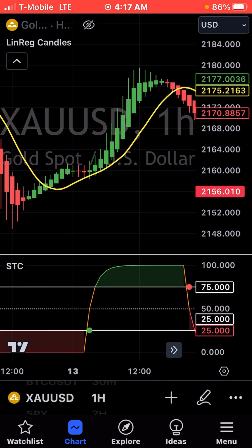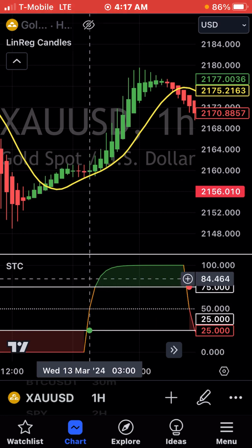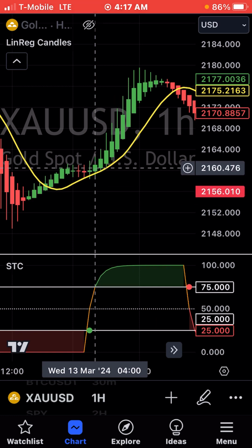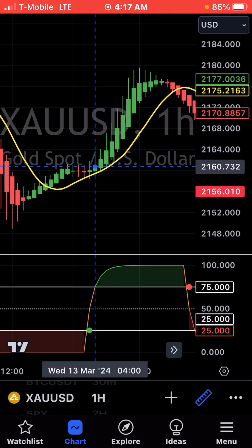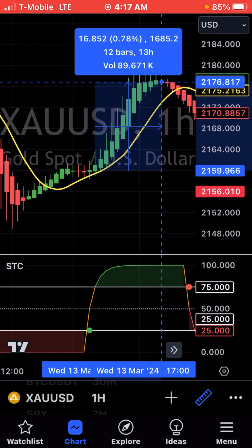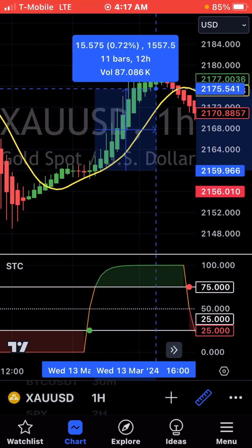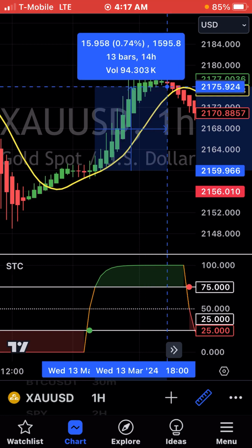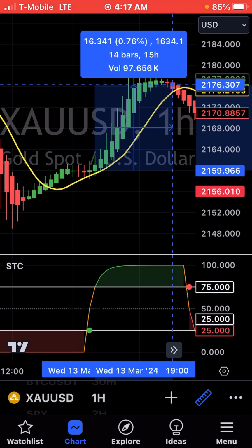Let's do another one here. We see that it crosses up right here. You see it's crossing right here. We see that it's above the linear line. So this is when we would enter a buy order right about here. And you ride it out till it touches the linear line, or before it if you want. But as long as the STC is still green, you're still good. But when it touches the linear line, that's when you need to get out.